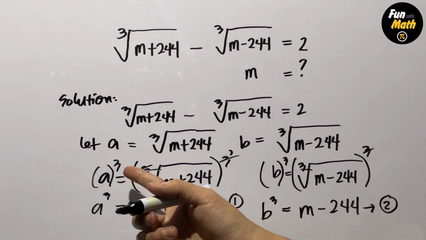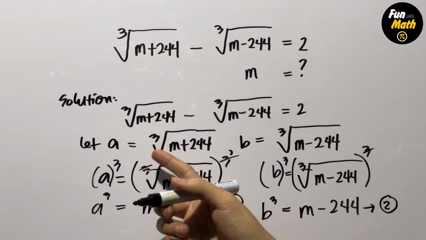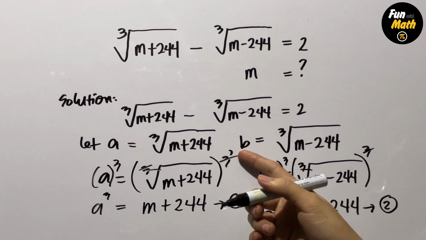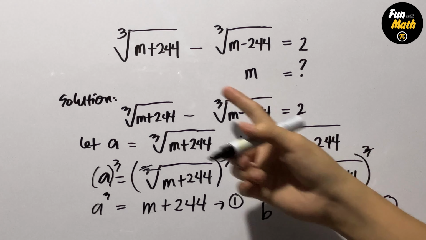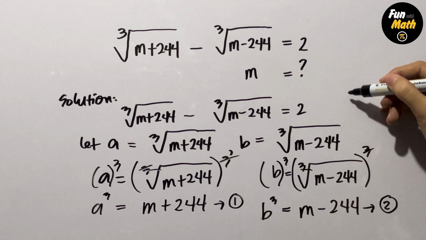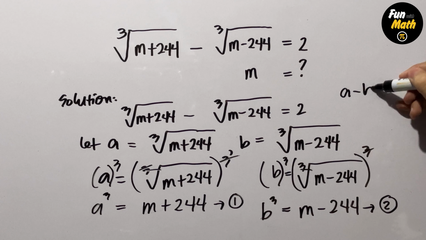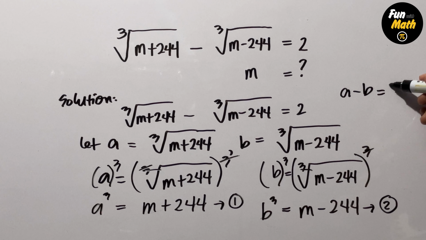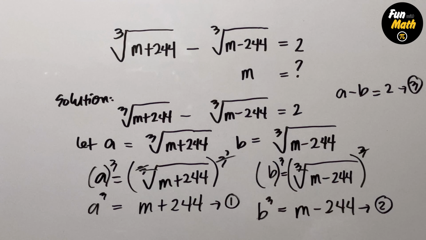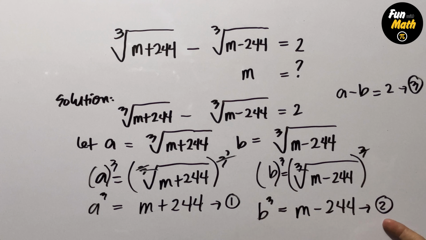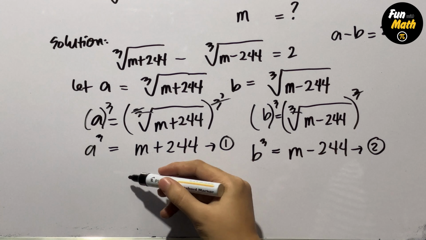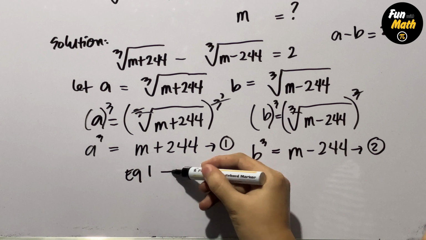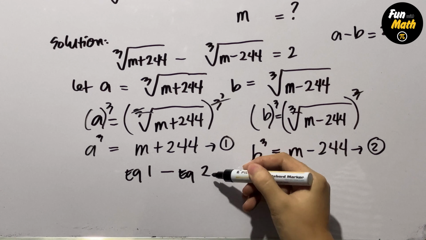Now, since we let a be equal to cube root of m plus 244 and b is equal to cube root of m minus 244, therefore we can say that a minus b is equal to 2. And this is our third derived equation. So first derived equation, second, and third. Now next is, we are going to subtract equation 1 and equation 2.